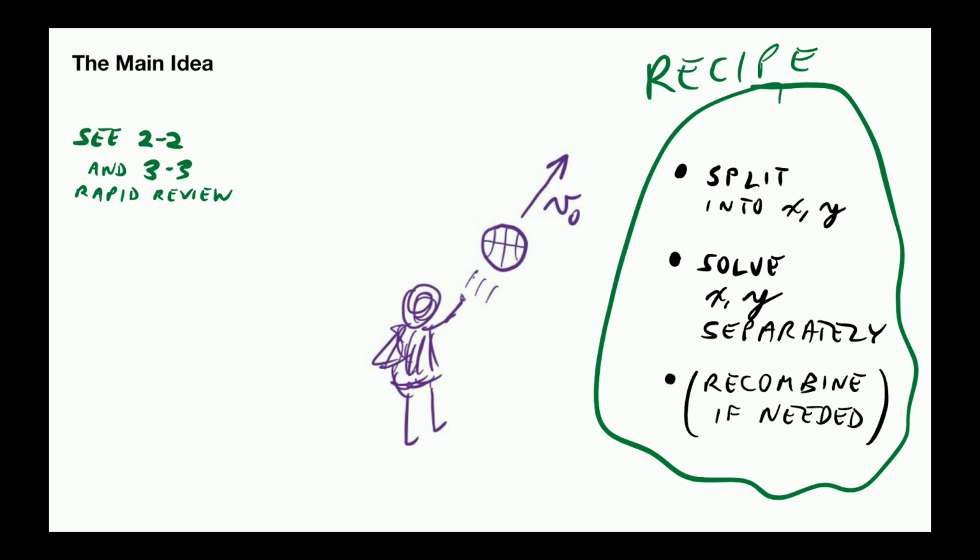If you want to review how to solve the up and down problem subject to gravity, that's my 2-2 episode here in Rapid Review. And also, if you want to remind yourself how vectors are done in 2 dimensions, 3-3 might be helpful. So you can review those if you have not seen them before.